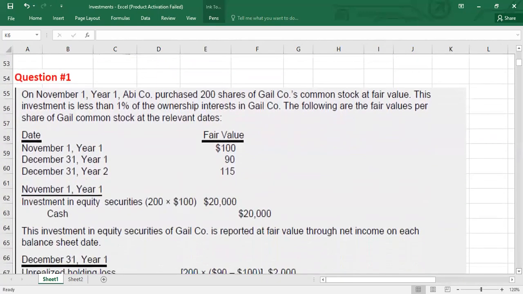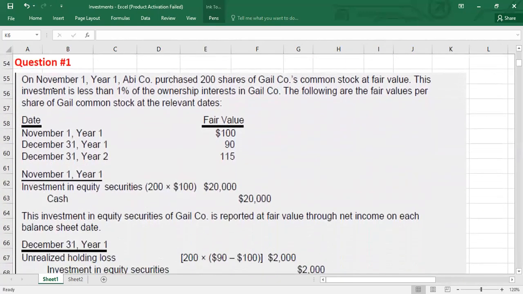Question number one here. For example, on November 1, year 1, A company purchased 200 shares of G company common stocks at fair value. We will see what the fair value is on that day. This investment is less than 1%, so you don't have any influence. You have to use the fair value model for the ownership interest in Gale company.